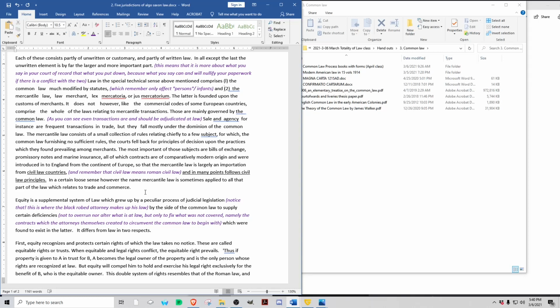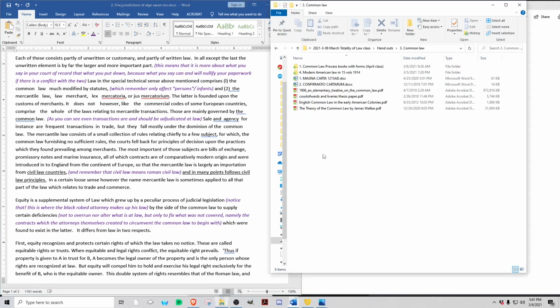Again, bank and merchant affairs, bills of lading, things of that ilk, right? The most important of these subjects are bills of exchange, promissory notes, and maritime insurance. Bingo. All of which contracts are of comparatively modern origin and were introduced to England from the continent of Europe, so that the mercantile law is largely an importation from civil law countries, Roman civil law, right? And in many points follows civil law principles. In a certain loose sense, however, the name mercantile law is sometimes applied to all that part of the law which relates to trade and commerce. Okay, fine. That's kind of how I see it as far as the law merchant is concerned.